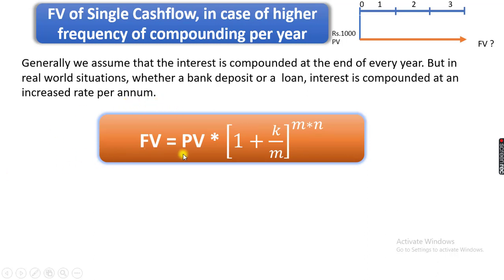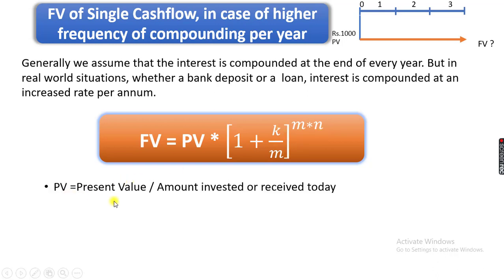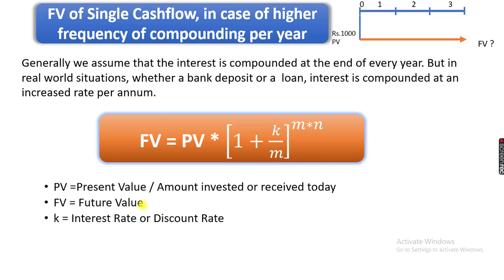Future value is equal to present value into 1 plus k by m, whole to the power of m into n, where PV is equal to present value, or the amount invested or received today. FV is equal to future value at a given point of time in the future. That is what we are going to estimate. K is equal to interest rate.